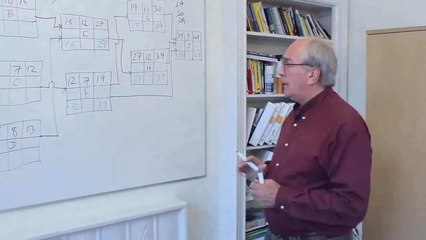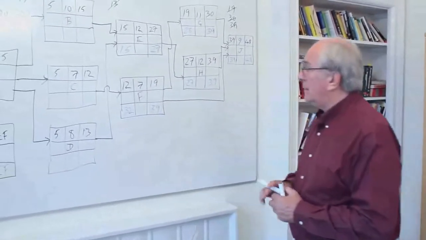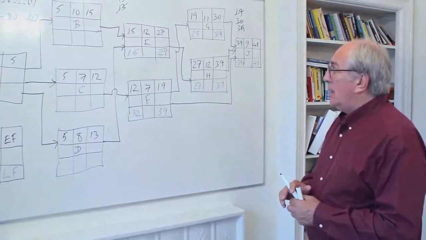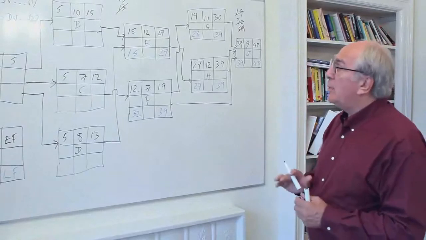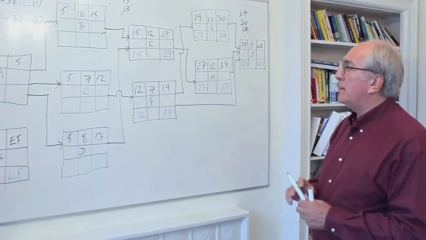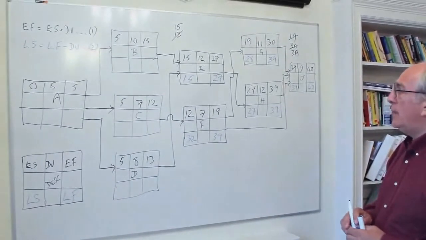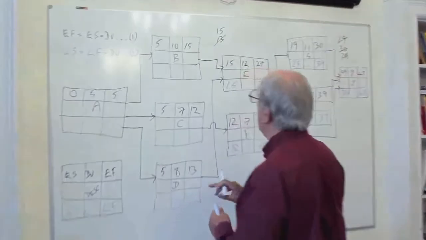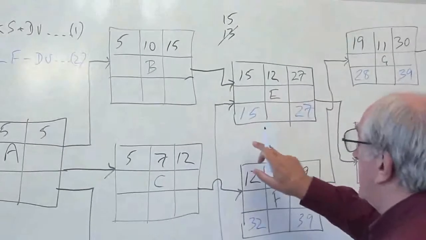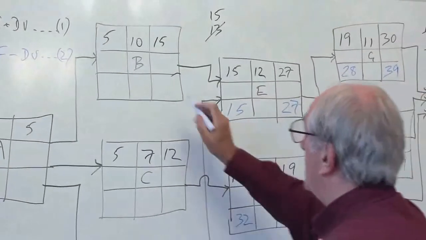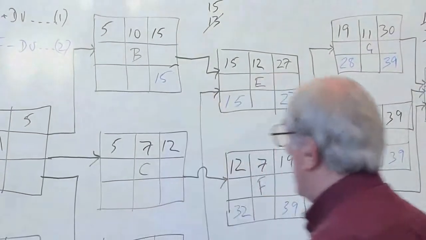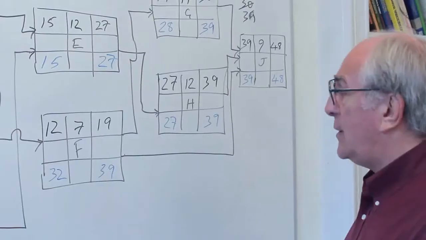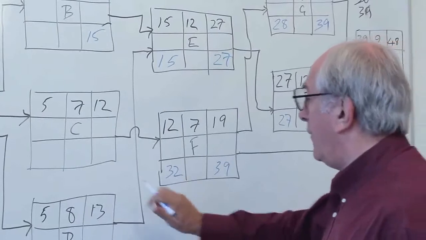And in this particular case, we can simply say, well, it's quite a simple network, this one. We'll add some complexities later when we're varying this, but B, the latest finish time for B is the latest start time for E, which is 15. And for the latest finish time for C is actually late start time for F, which is 32.